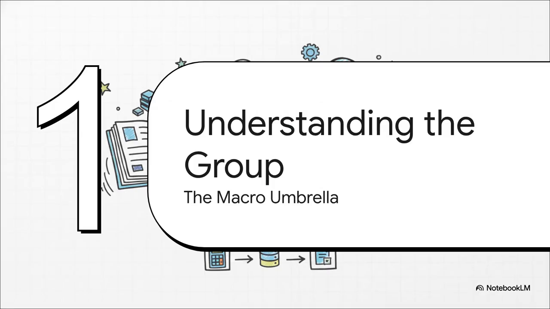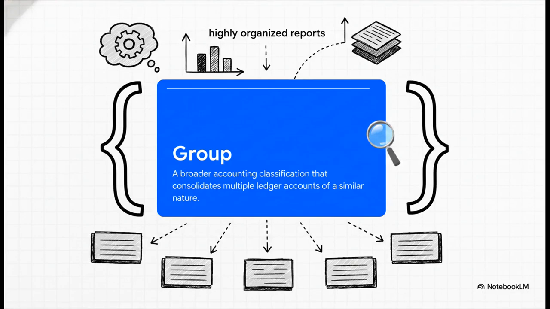Okay, let's scale up. Understanding the group. A group is your macro-level umbrella. It's a broader accounting classification whose main job is to consolidate multiple ledger accounts that share a similar fundamental nature. Think of it like a massive bucket collecting dozens or even hundreds of individual ledgers together. And we do this to apply overarching accounting rules, like seamlessly applying a specific regional tax law to an entire group of suppliers all at once. And, maybe most importantly, for generating highly organized reports. I mean, without groups, presenting a balance sheet to your executives would literally mean handing them a 50-page, totally unreadable list of every single vendor and asset you've ever interacted with.